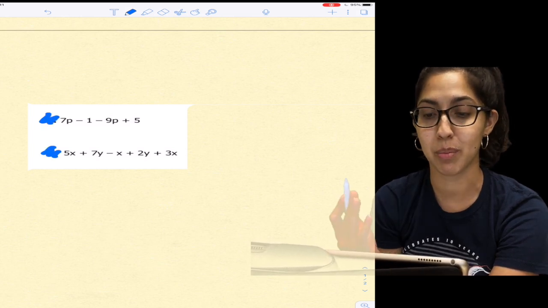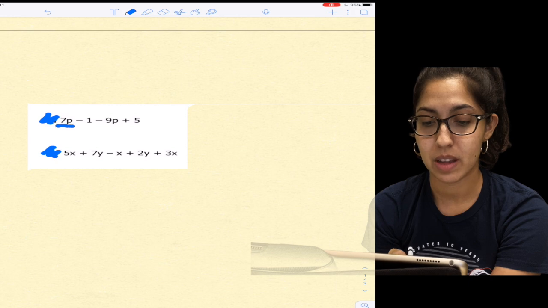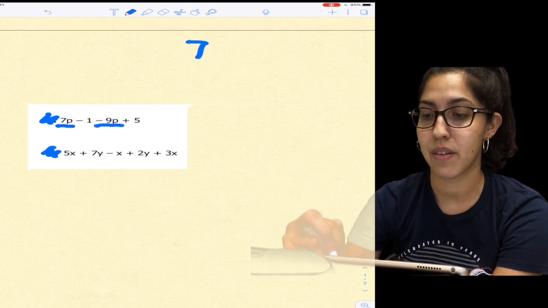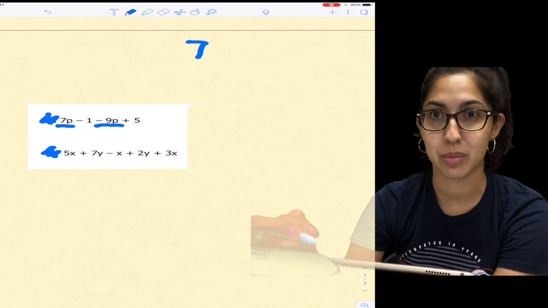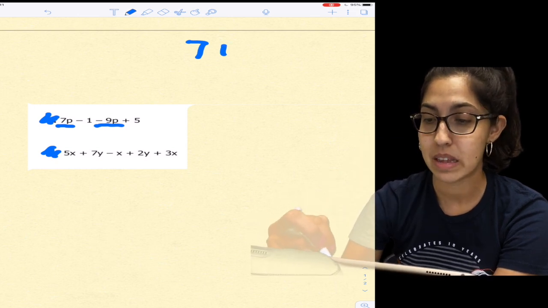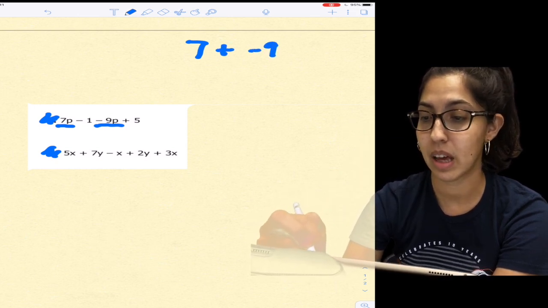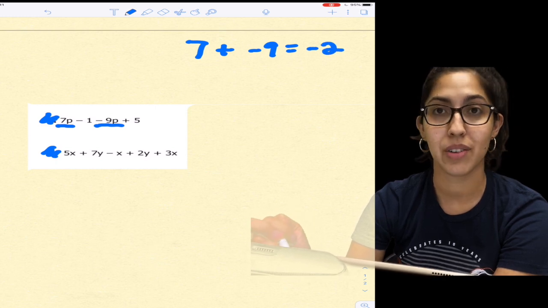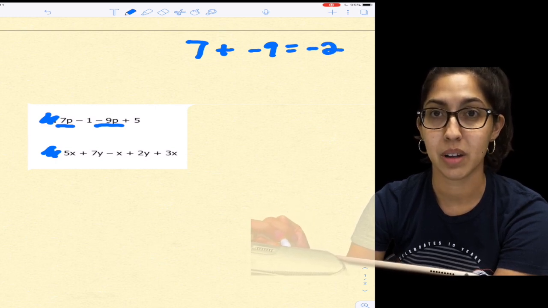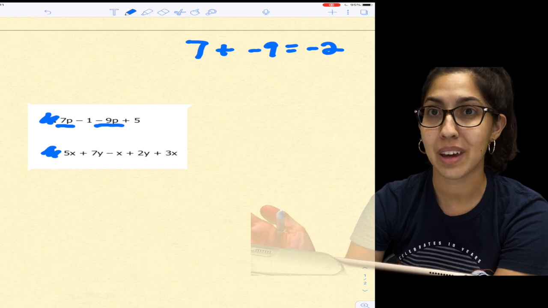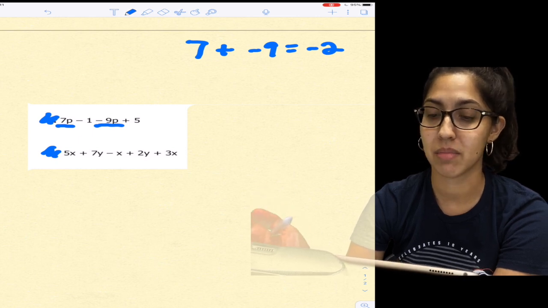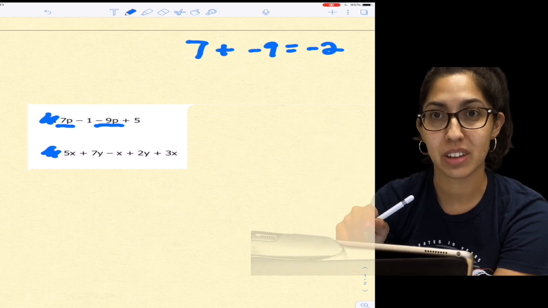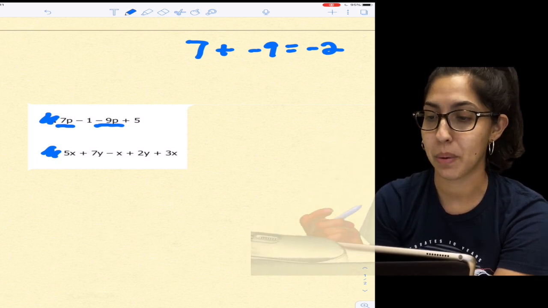Those are problem numbers. So first we've got 7p, negative 9p. So I'm going to write it up here. 7, and we are combining like terms. Combine, so add them. 7 plus negative 9 would be negative 2. You can definitely use a calculator for this part. As far as variables go, you can't use a calculator because they're just variables. You're really looking at the coefficient, so the number connected to the variable, okay?